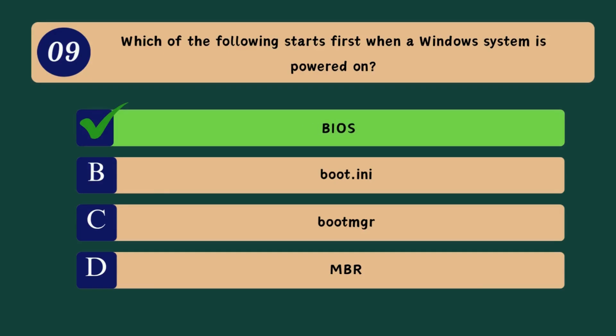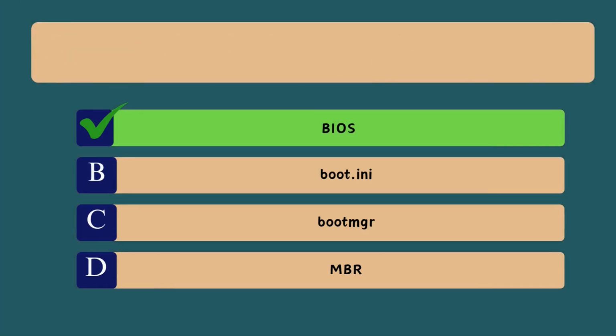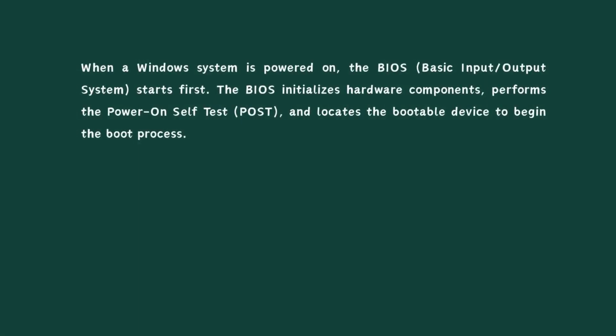Correct answer, A. BIOS. When a Windows system is powered on, the BIOS, basic input-output system, starts first. The BIOS initializes hardware components, performs the power-on self-test, POST, and locates the bootable device to begin the boot process.